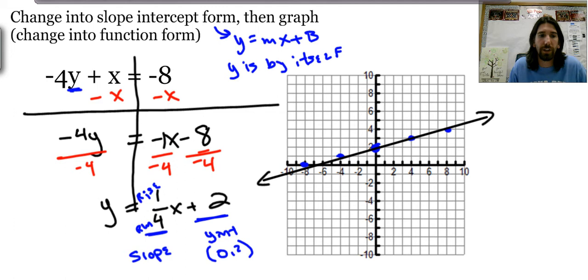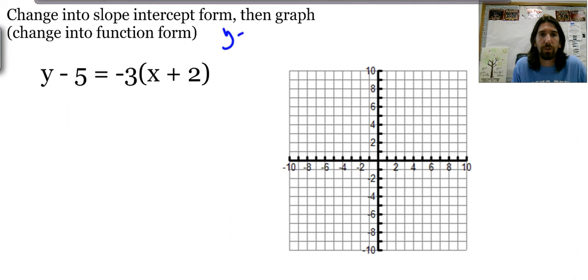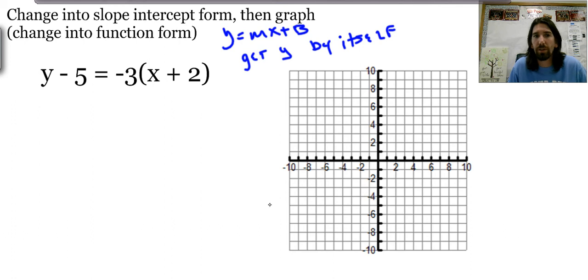Hopefully you're getting the hang of it. Let's do one that doesn't look quite like this, but still has the same idea in mind. Again, we're changing into slope-intercept form, which is y equals mx plus b, or we're getting y by itself. Okay, all the same directions. Now here, I'm trying to get that y all by itself.